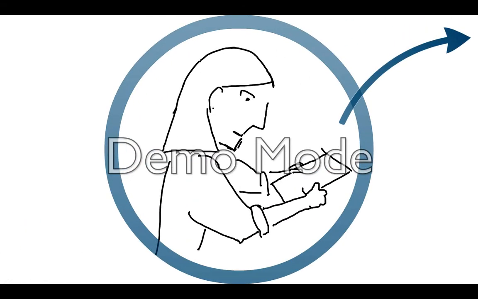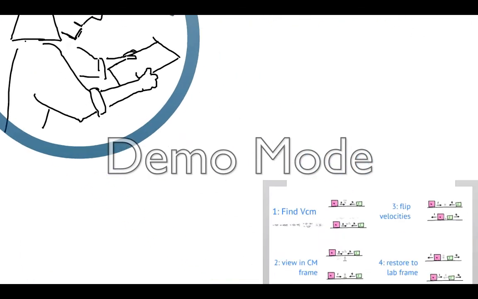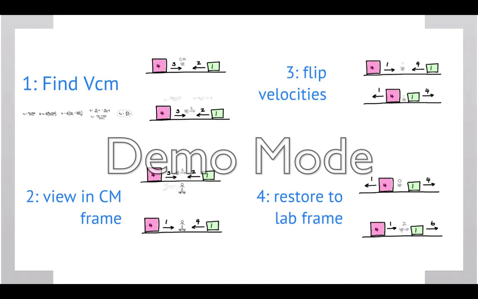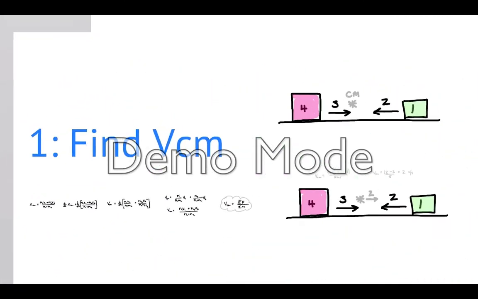That's the traditional approach, but it's not the only approach. Here's an approach that only requires one quick calculation and drawing a few pictures. The first thing we do is find the velocity of the center of mass.